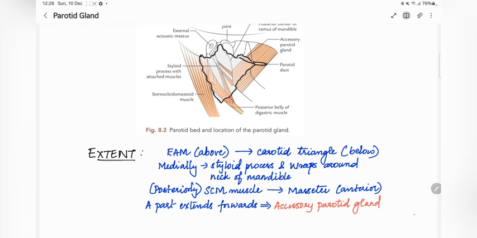A part of the parotid gland extends forwards and is often detached from the main gland, and this is known as the accessory parotid gland. Several ducts from this accessory gland open into the main parotid duct.